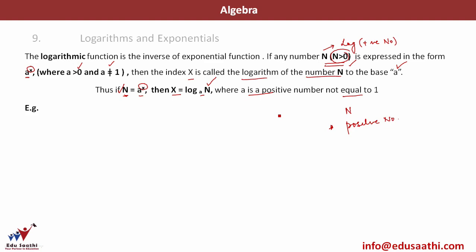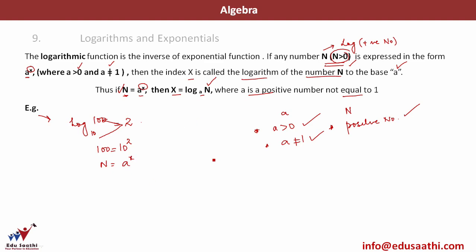If I talk about a as the base, it has to be positive. Base cannot be equal to 1. So log can only be found out of a positive number, base has to be positive, and base cannot be equal to 1. Let's take an example. If I find out log of 100 to the base 10, the value comes out to be 2. Now what does that mean? 10 square is equal to 100. 10 raised to power 2 will be equal to what? 100.